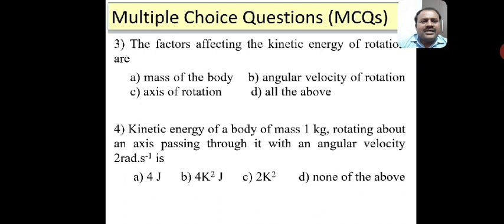Fourth question: the kinetic energy of a body of mass 1 kg rotating about an axis passing through it with an angular velocity 2 radian per second. The kinetic energy of rotation is half I omega square, where I can be written as mk square, so half into mk square into omega square. M is 1 kg and omega is 2. Therefore, if you substitute that, you will get 4 k square by 2, that is equal to 2k square. The correct option is C, 2k square.